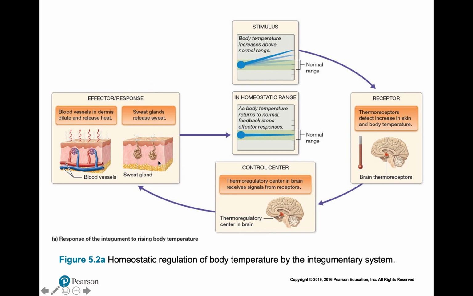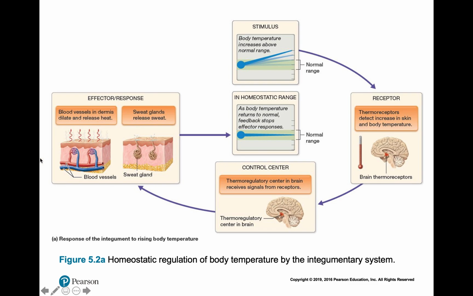In this case, the effectors would be sweat glands as well as blood vessels that are found in the dermis. So the hypothalamus will tell the sweat glands to produce sweat. Sweat gets released or secreted to the skin. Then that sweat, which is primarily water, will evaporate. And when water evaporates, it draws heat away from the skin. So this is a way of cooling off the body through evaporative cooling. Sweat gets released, that water evaporates, and when it evaporates away from the skin, it draws heat away from the skin with it.